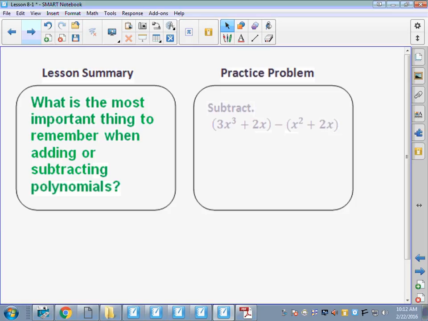In practice problem, please do this subtraction problem. Got in one parenthesis 3x cubed plus 2x. A subtract in between, x squared plus 2x. So go ahead and do that problem.